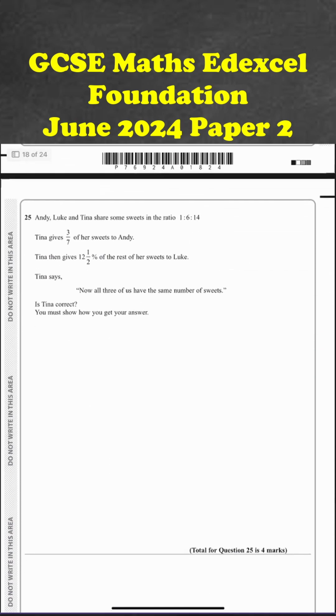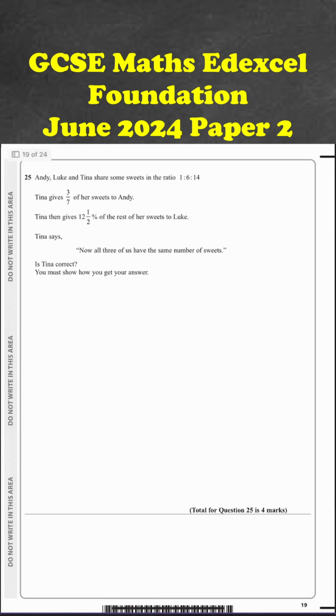Question 25. Andy, Luke, and Tina share some sweets in the ratio 1, 6, 14. Tina gives 3/7 of her sweets to Andy. Tina then gives 12.5% of the rest of her sweets to Luke. She says, now all three of us have the same number of sweets.